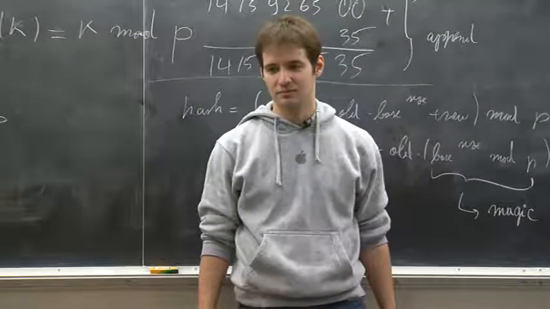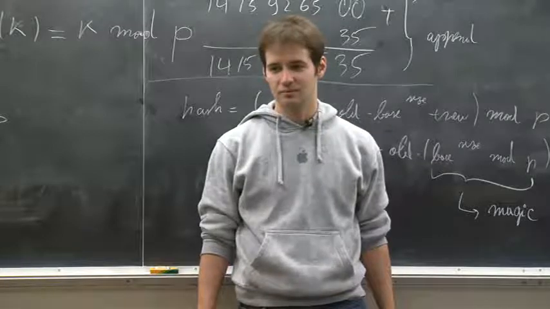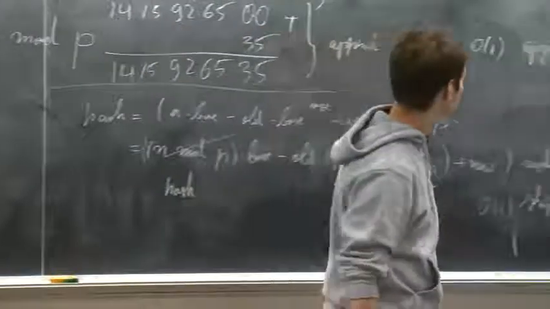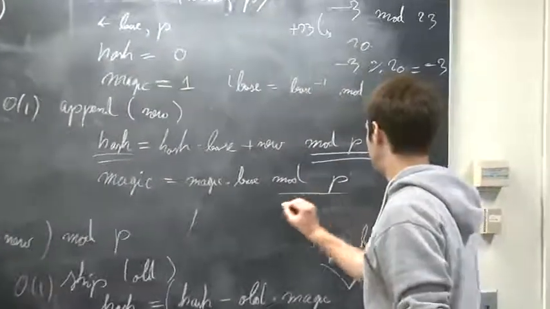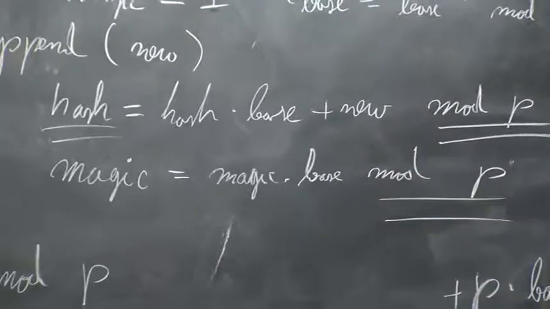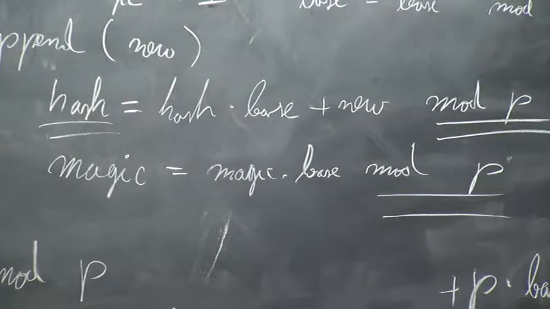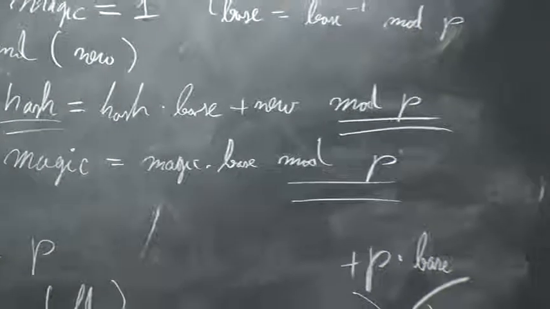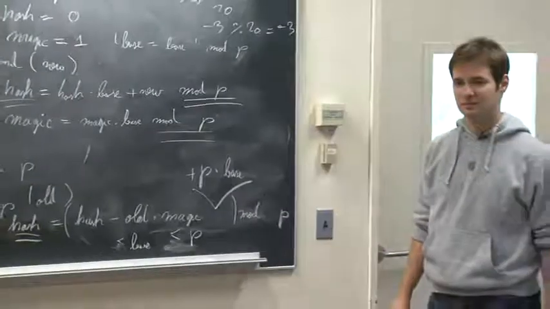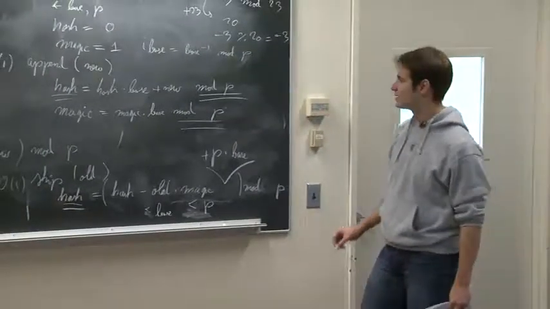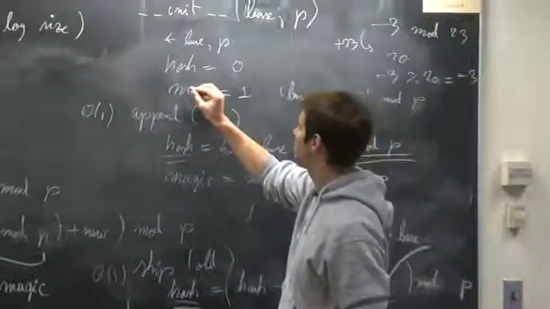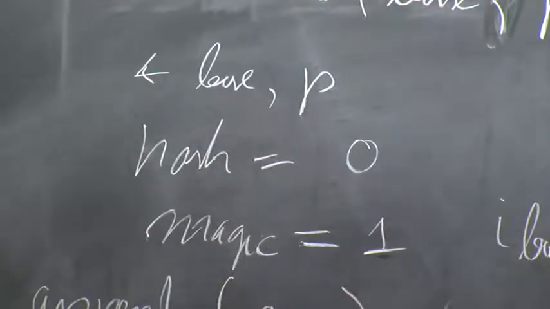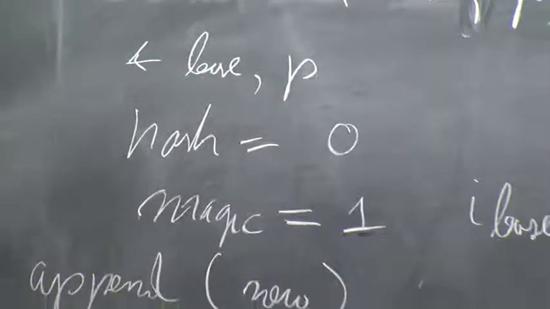The magic is still small. I guess I'm just confused because it seems like we're still working with large numbers every time append is complete. Oh, let's see, mod P. So even though you're still multiplying magic times base, it doesn't matter, because after I do that, I'm reducing it modulo P. Yeah. And then we're only working with small values of magic. Yep. So everything here stays between 0 and P. Actually, hash is between 0 and P, and magic is between 0 and P.